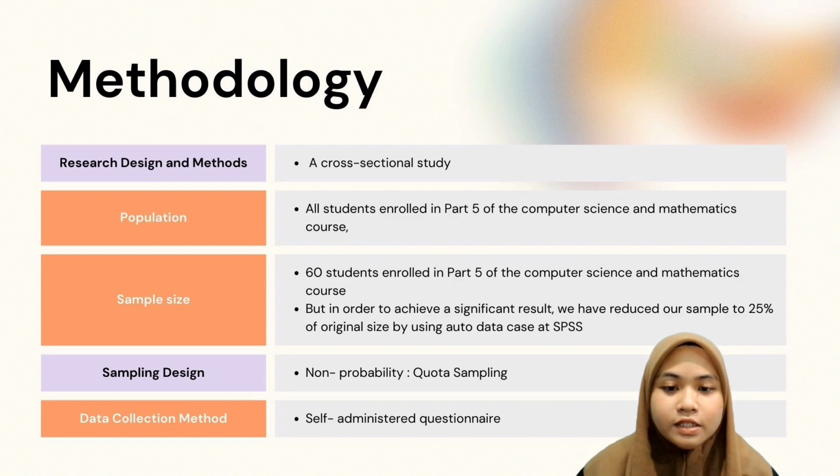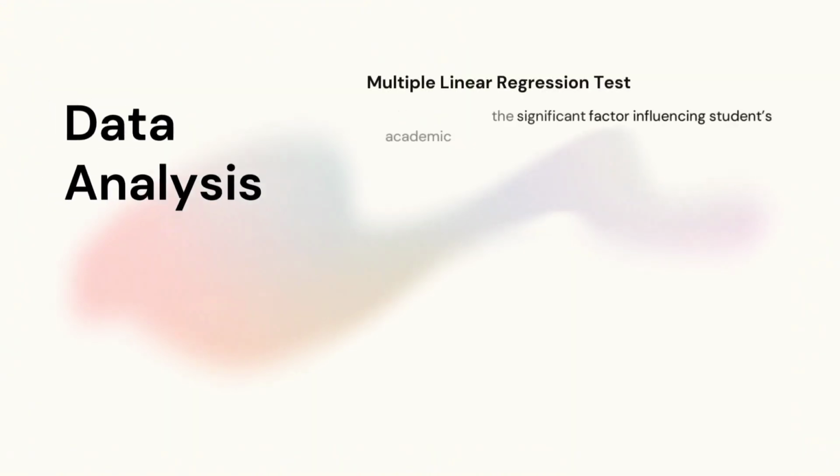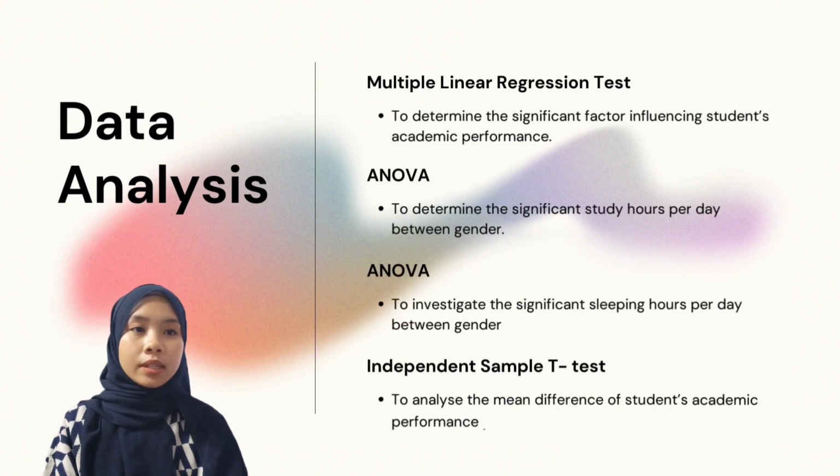But in order to achieve a significant result, we have to reduce our sample to 25% of the original size by using auto data case in SPSS. For the sampling design, we use quota sampling, which is non-probability. For the data collection method, we use a self-administered questionnaire.